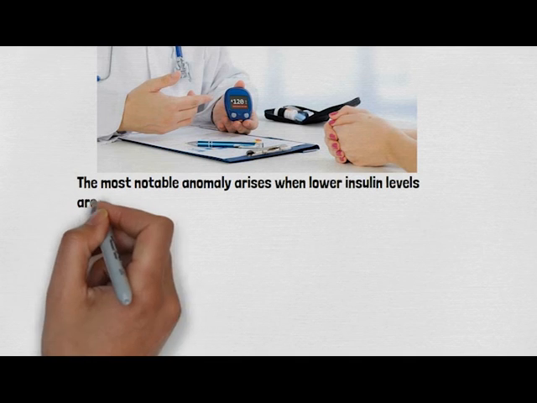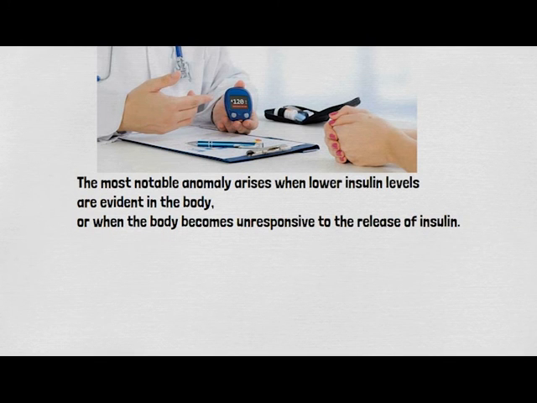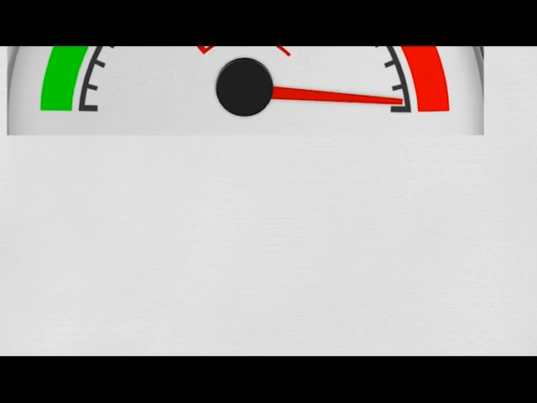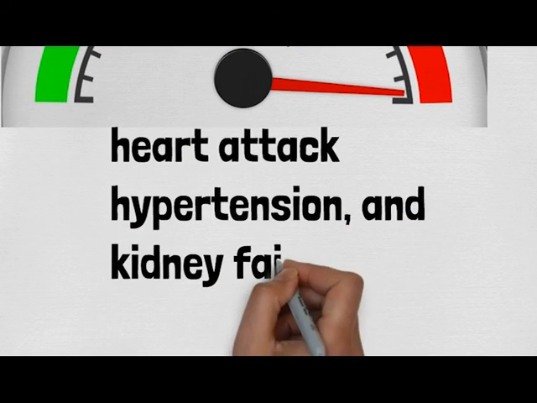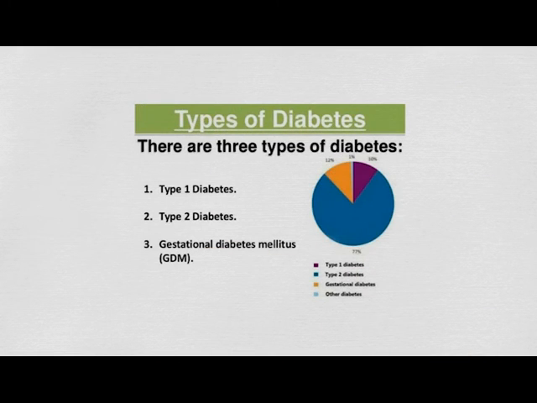The most notable anomaly arises when lower insulin levels are evident in the body or when the body becomes unresponsive to the release of insulin. When this happens, blood glucose levels remain elevated, thereby exposing the victim to the development of other complications such as heart attack, hypertension, and kidney failure, among others. There are three types of diabetes, namely type 1, type 2, and gestational diabetes.